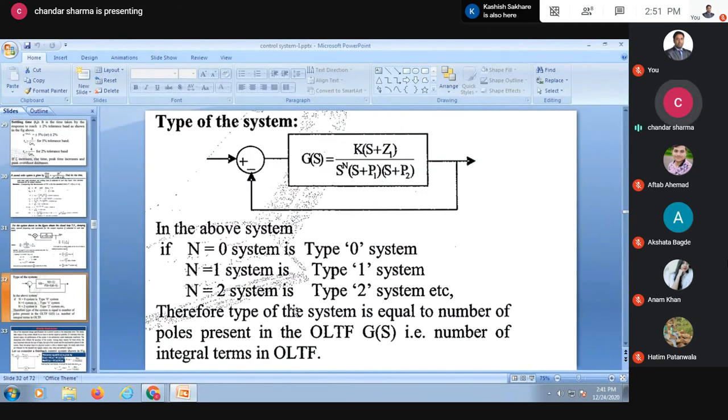You all know the order of the system. Order of the system is nothing but the highest power of s in the characteristic equation, or in the denominator of the closed loop transfer function. Whereas the type of the system is nothing but the number of poles at the origin of the loop transfer function, that is G(s)H(s), at the origin.